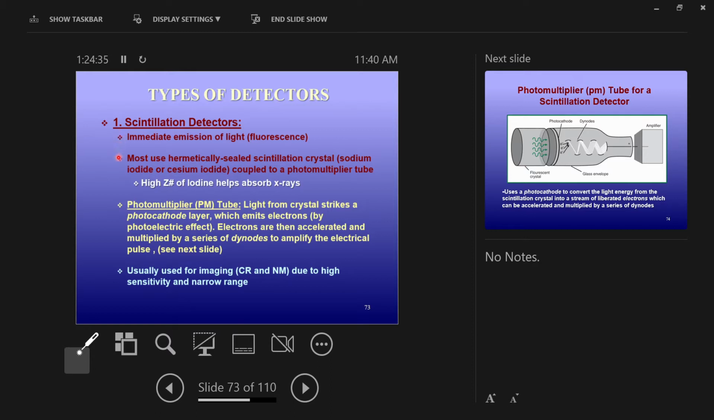Most use a hermetically sealed, so a sealed up, isolated crystal made of sodium iodide or cesium iodide. Importantly, these materials emit light when they are exposed to X-rays, when they're exposed to particulate radiation.